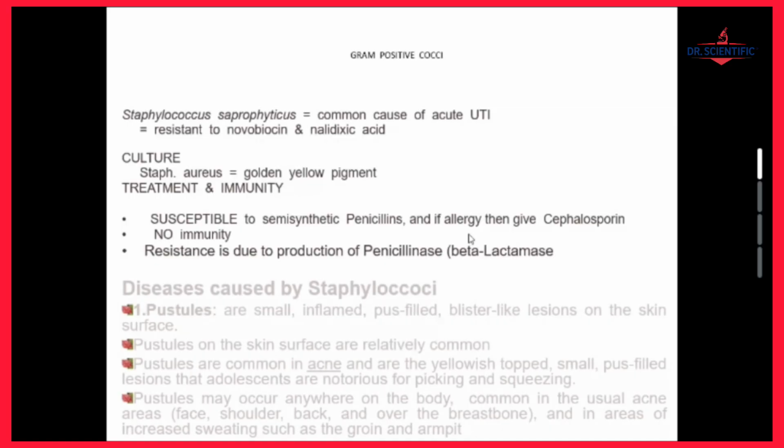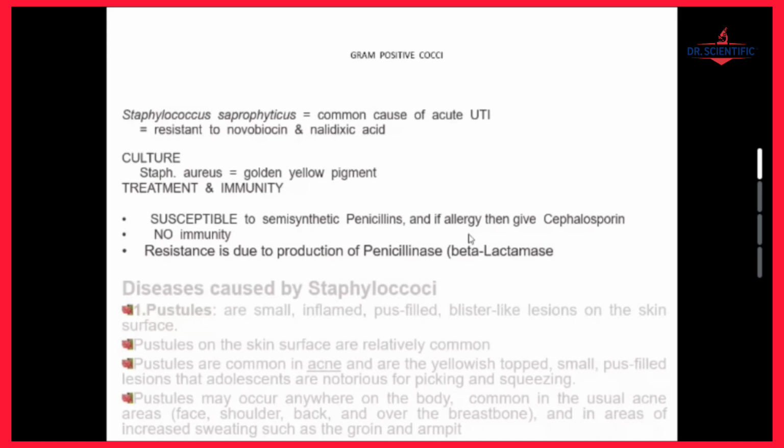Also, another common bacteria we know of is Staphylococcus saprophyticus, a common cause of acute UTI, and it's very resistant to novobiocin and nalidixic acid. When you grow them, they produce a golden yellow pigment on culture media. So, the following are the diseases commonly caused by the Staphylococcus genus.